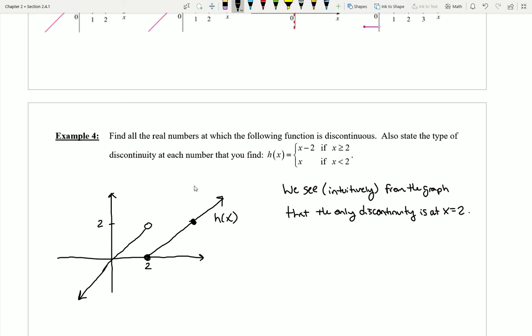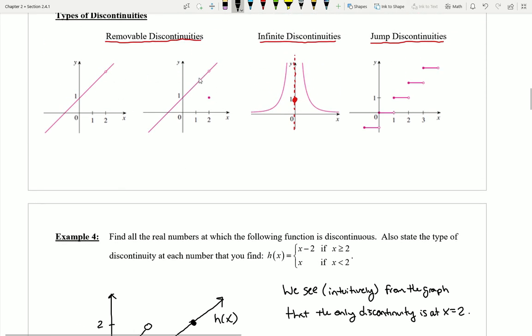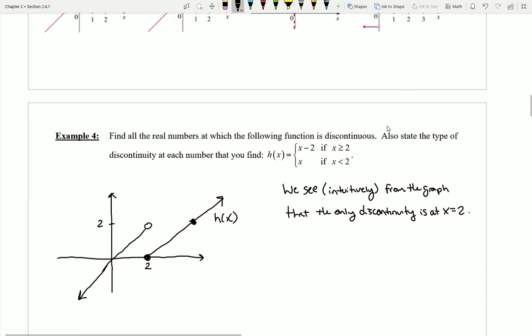Okay, and now the problem said to classify what type of discontinuity it is. Is it removable, where there's a hole and the graph keeps going around it, maybe a dot above or below? Is it infinite, a vertical asymptote? Or is it a jump, where I have different pieces that are separated out? Well, in this case, it looks like this is a jump discontinuity.